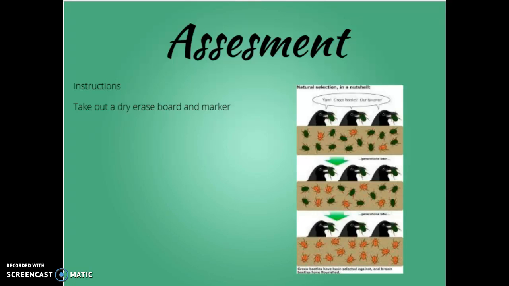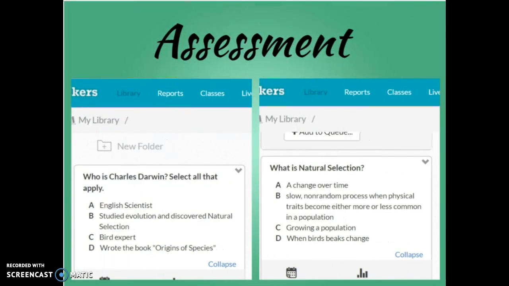Alright, now we're going to do a small assessment to assess your knowledge on natural selection. Take out a dry erase board and a marker. Question 1. Who is Charles Darwin? Select all that apply. A. English scientist. B. Studied evolution and discovered natural selection. C. Bird expert. Or D. Wrote the book Origin of Species.